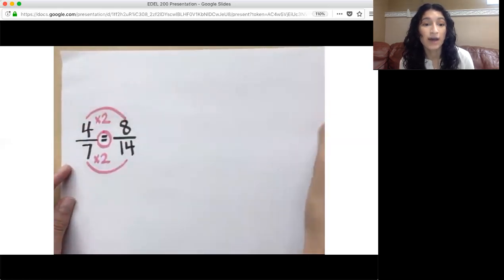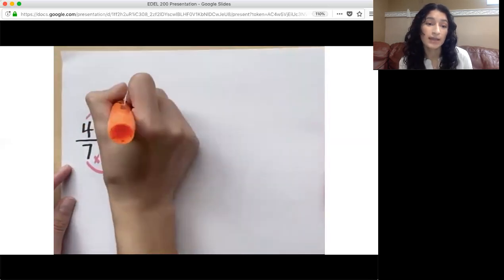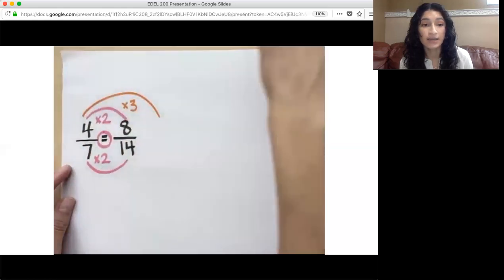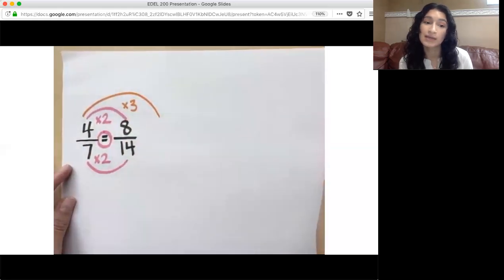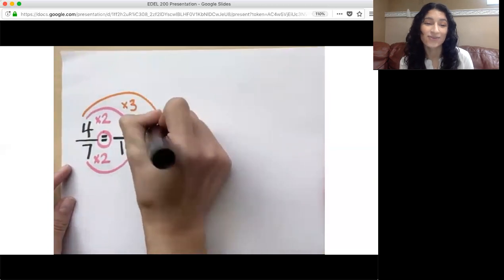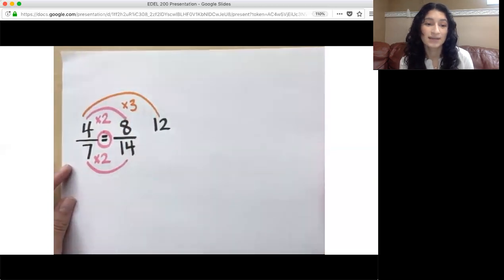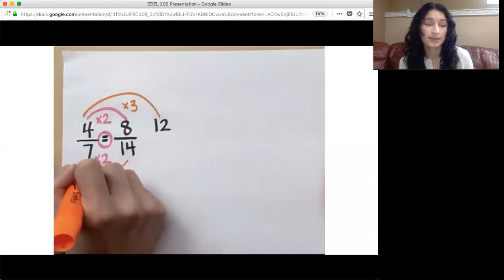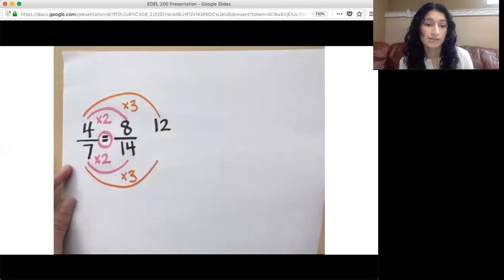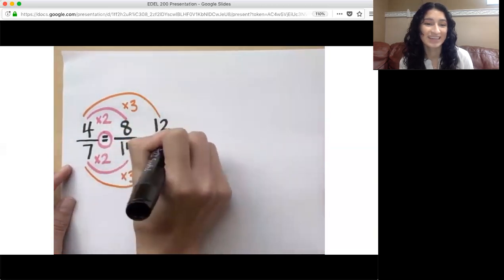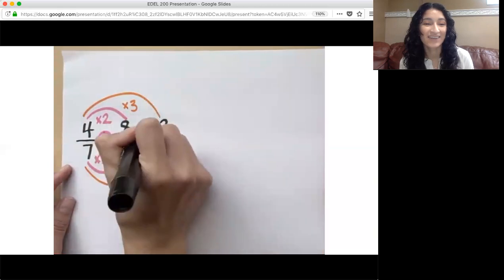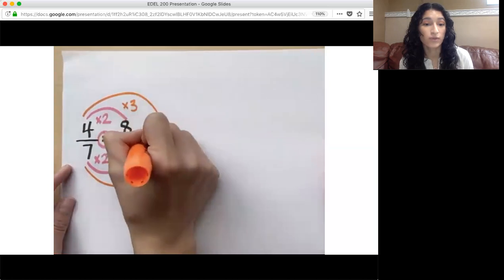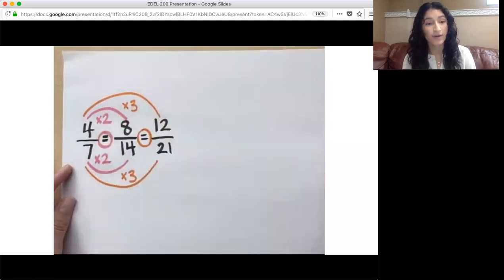All right, and so now I'm going to take a different colored marker and write times 3. So 4 times 3 equals what? 12, right? So 4 times 3 equals 12. And I'm going to do the same thing to the bottom. 7 times 3 equals 21, right? Okay, 21. And so I'm going to draw the equal sign again and see that 8 over 14 equals 12 over 21. And we're going to keep going.